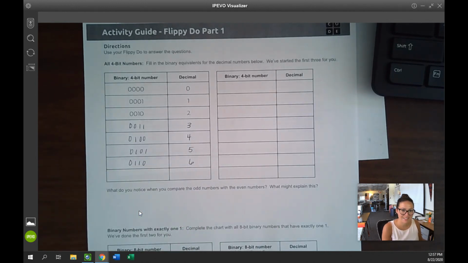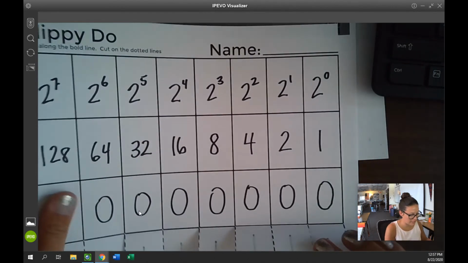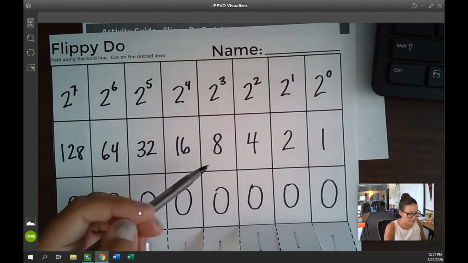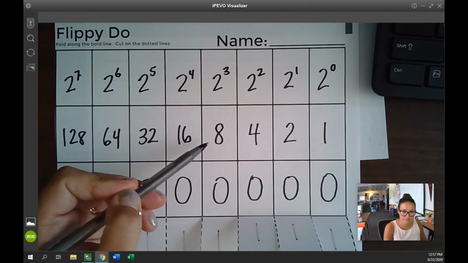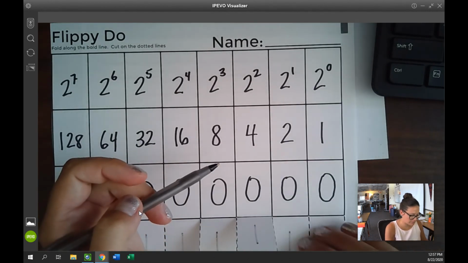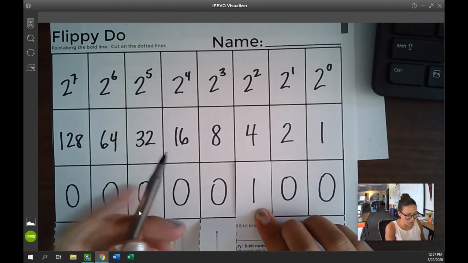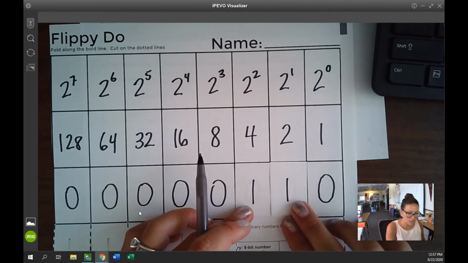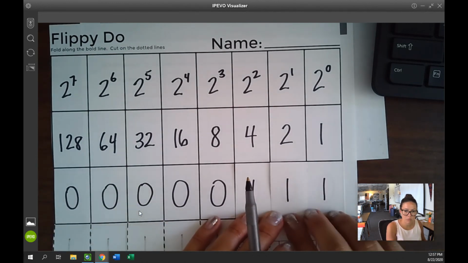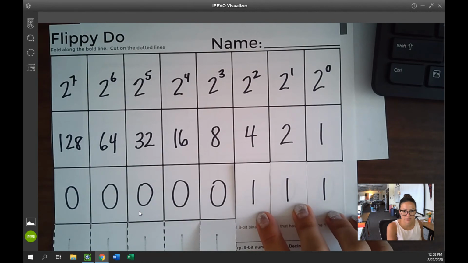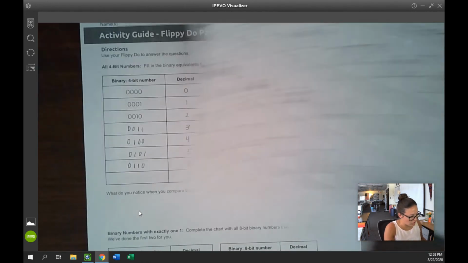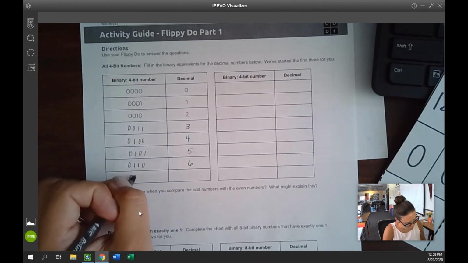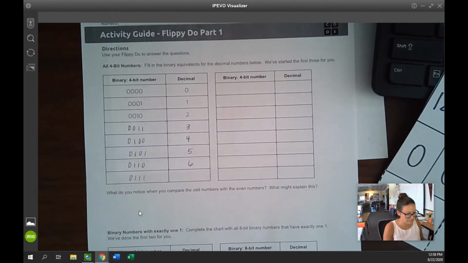All right, 7. How do I make 7? Well, 8's too big. I don't want an 8. If I take a 4 plus a 2 plus a 1, that's 7. So 0, 1, 1, 1.